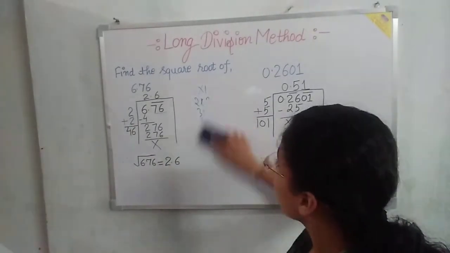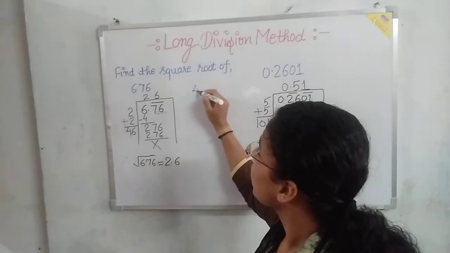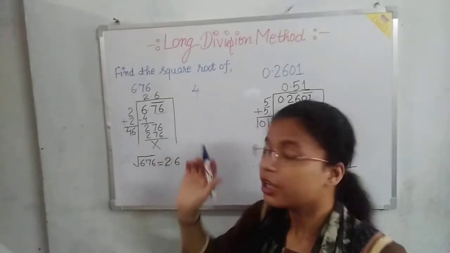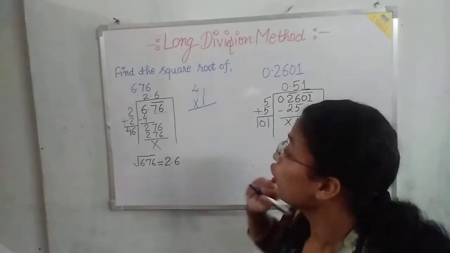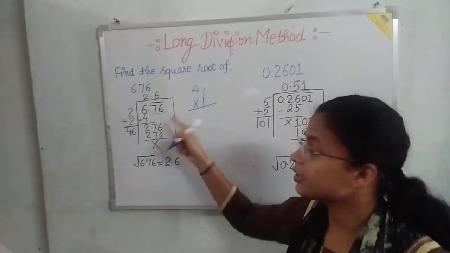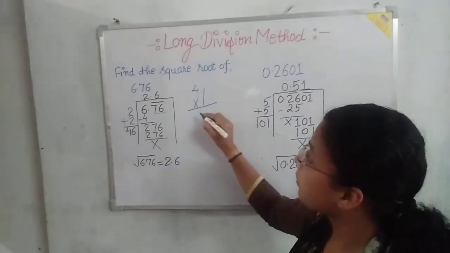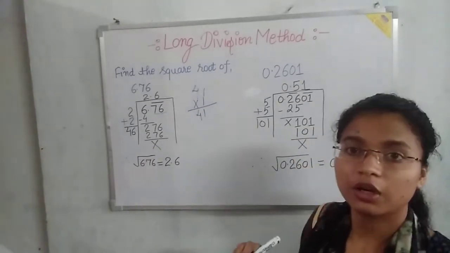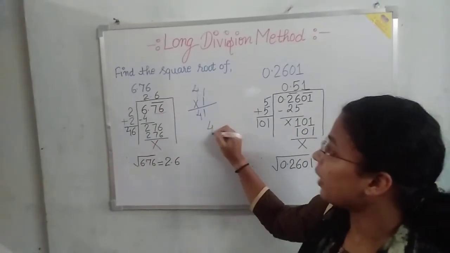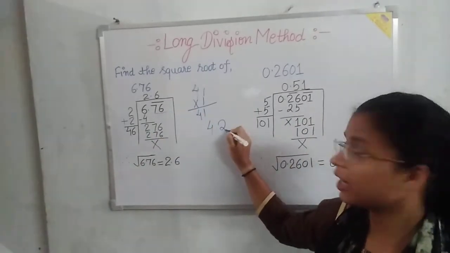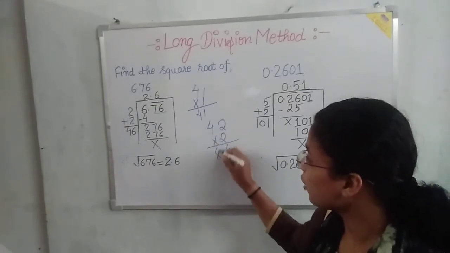Now what you will do is write a 4, and in the back side of the 4 write 1 and multiply with the same number 1 for getting a number less than 276 or equal to 276. When you multiply this, you will get 41 only. Now check for 2. Write this 4 as it is, in the back side of 4 write 2 and again multiply with the same 2. When you multiply, you will get 84.